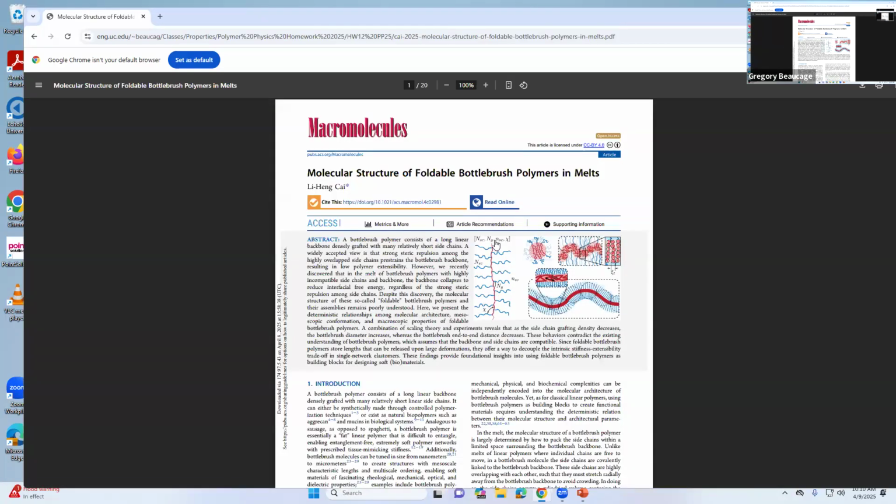Anyway, the paper is about this blob idea. These are bottle brush polymers. They can be comb polymers or bottle brush; they're kind of the same thing. You have a chain in the middle and you have chains on the side.